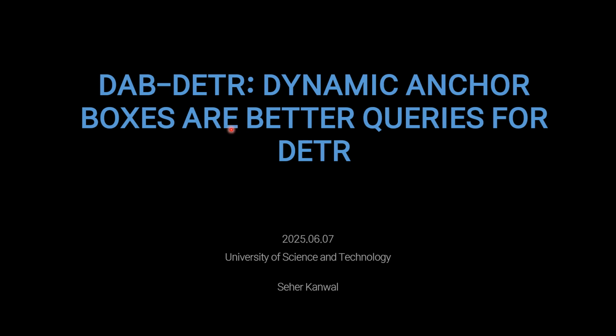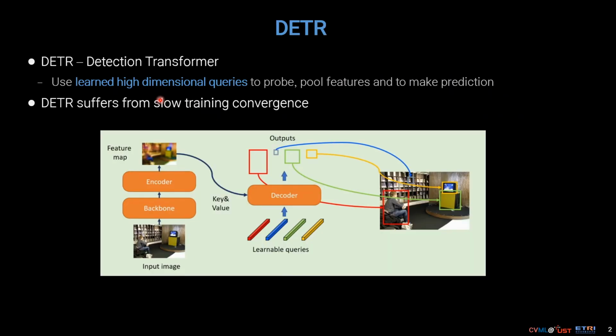Hello everyone, let's discuss the paper DAB-DETR: Dynamic Anchor Boxes are Better Queries for DETR. When we talk about it, the transformer architecture is everywhere. DETR was the first paper that used a transformer for the object detection task.